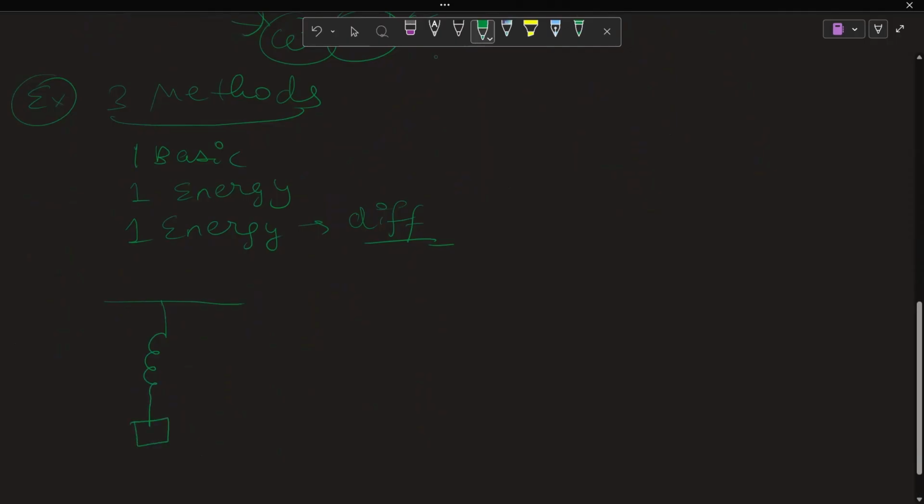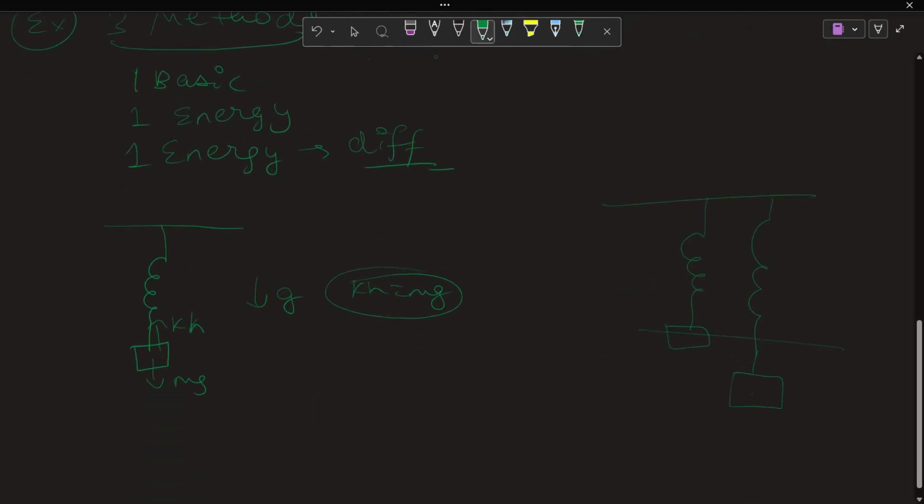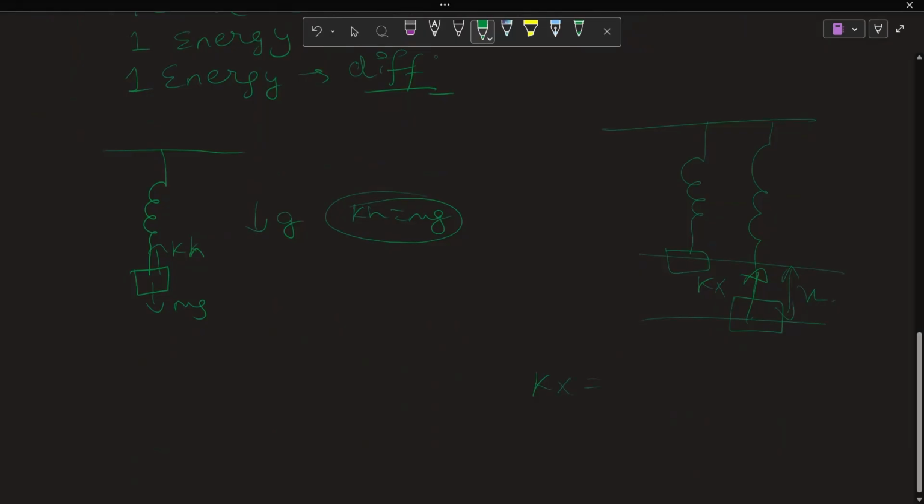Neutral position is this, gravity is there, mg, and some force will be there, let's say kh. So they cancel out in the mean position. kh is equal to mg, so we don't need that. Now, if we displace this by let's say x, this is displaced by distance x. So the force applied will be kx, and we know that kx is equal to m omega square x in negative. Basic derivation, you must know these things.